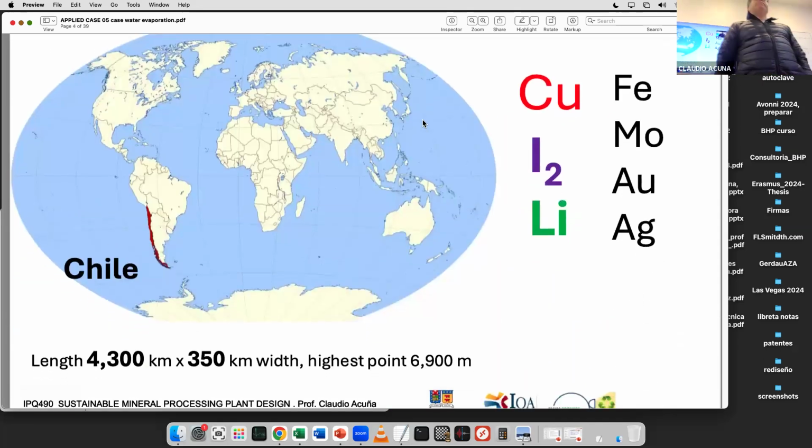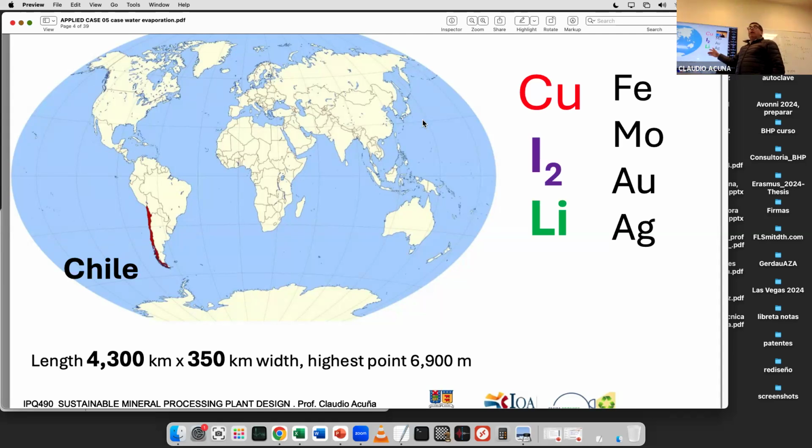This is Chile. We are already here. A very long country, a wide country. Actually, it is the longest country in the world. Those are the main materials that we produce: copper, iodine. Main producer of iodine in the world. Okay. In the audience there was one guy from Japan. The second one is Japan. Then you interact with the audience.